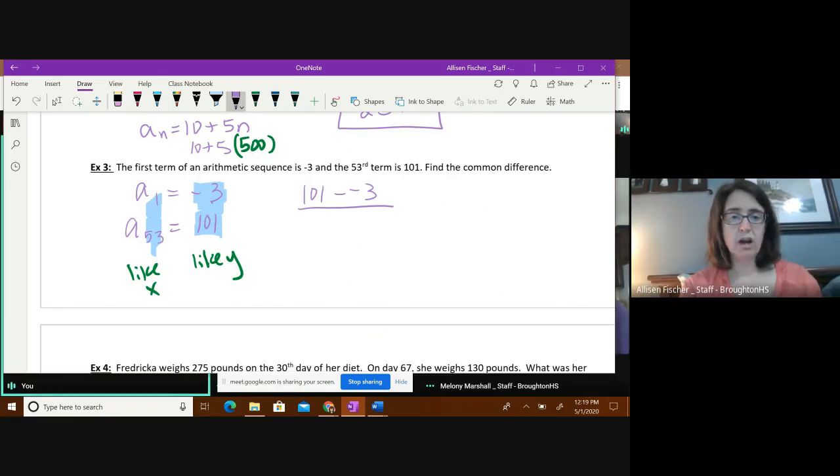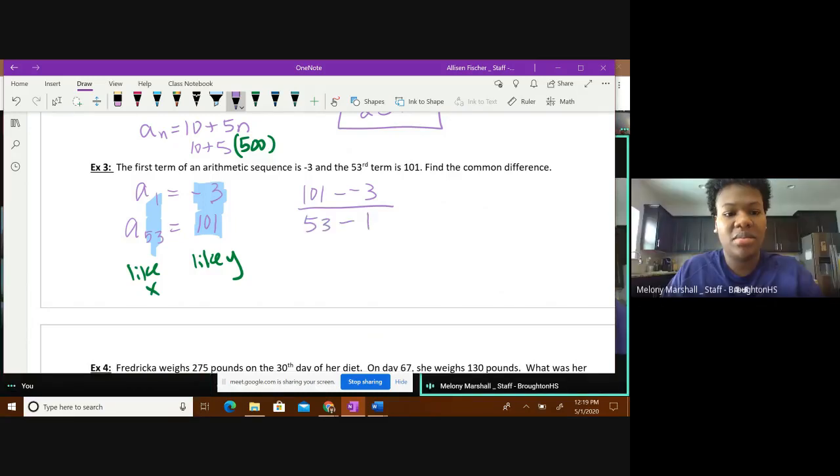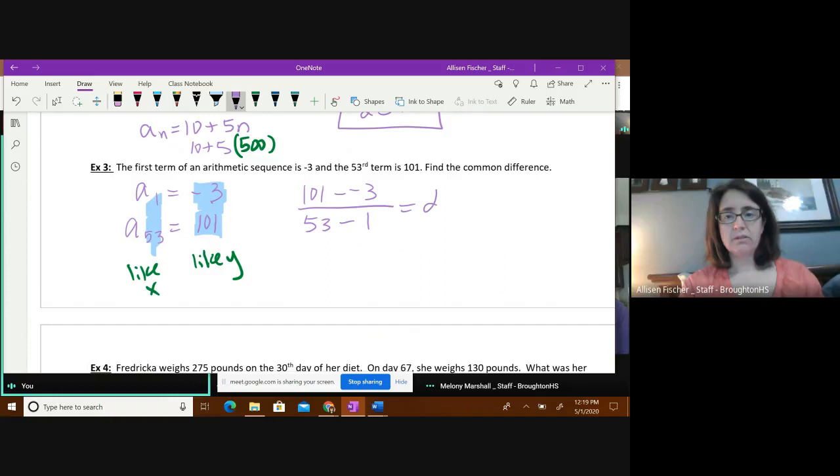You can do change in y over change in x, and that's going to equal the common difference. So y minus y over x minus x, so change in y over change in x. You do minus negative is plus. So you get 104 over 52, and get that the common difference is 2.